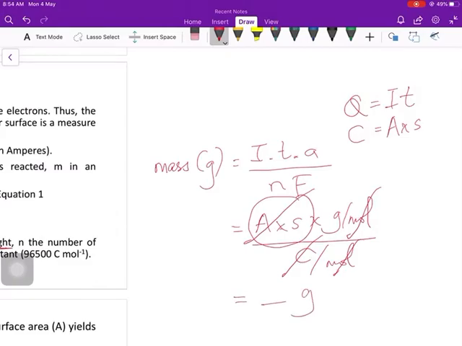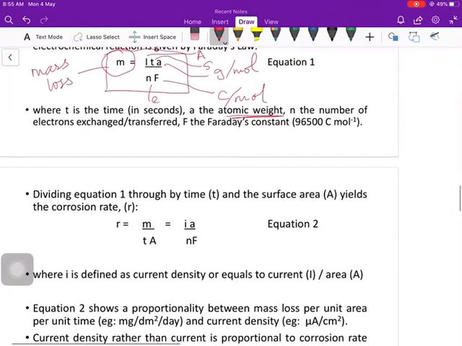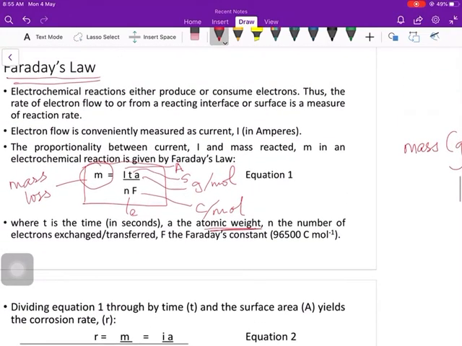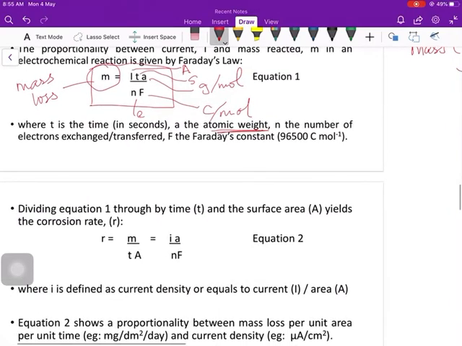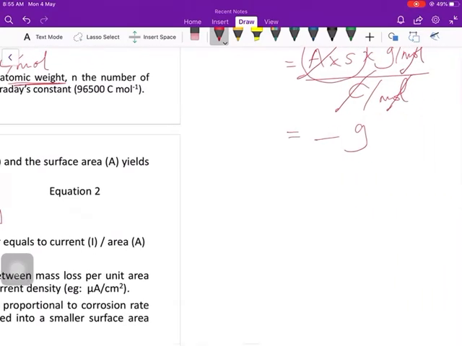So this one, you can cancel off this with this, and you will be left behind with grams. Okay, the mass reacted. So that is the first equation that can be used in order to know the corrosion rate of a metal with the environment. So the second equation is this equation, which still involves this Faraday constant.